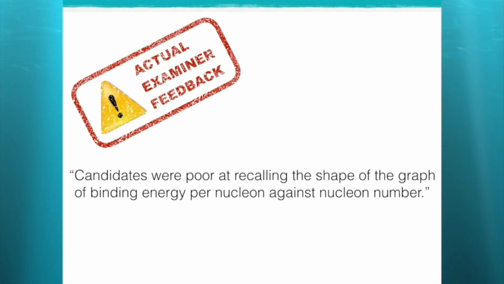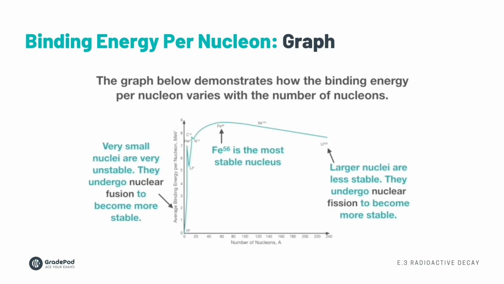Time for a bit of actual examiner feedback. Candidates were poor at recalling the shape of the graph of binding energy per nucleon against nucleon number. So please do have a rough idea of what is on either axis of this graph, but also the rough shape. You can see there's a point here where we've got helium-4, which is very stable, goes down to lithium, and then we reach the greatest stability point at iron. It is worth remembering the shape of that graph and understanding that wherever your atom or nucleus lies on this graph tells you how stable the atom is.